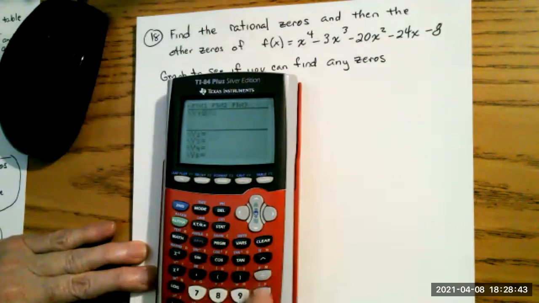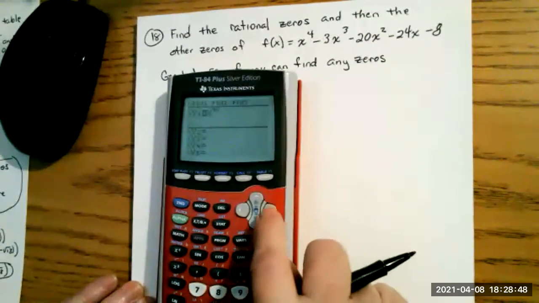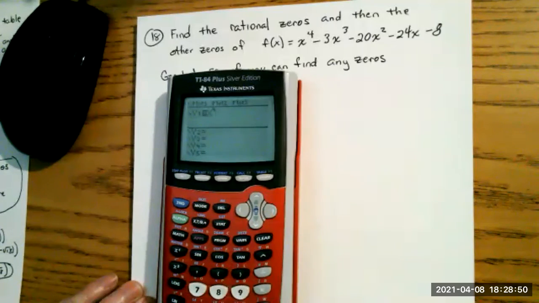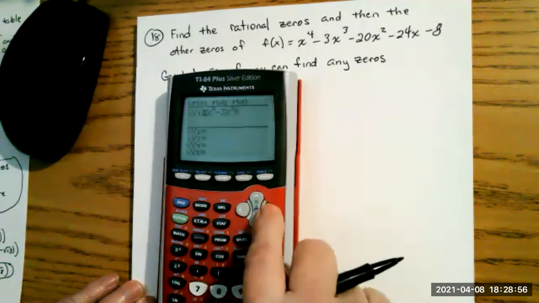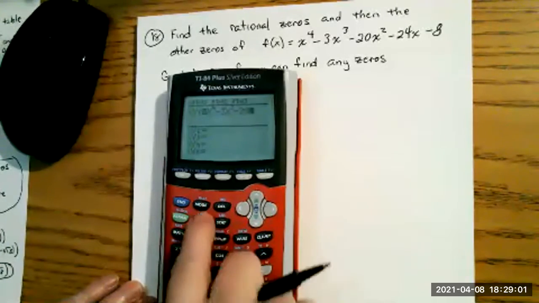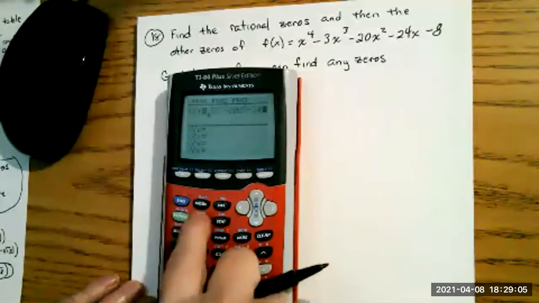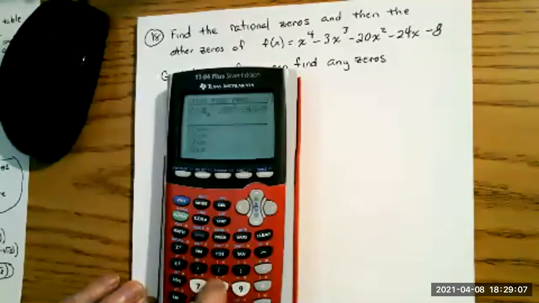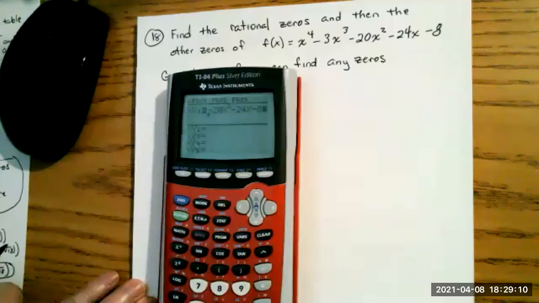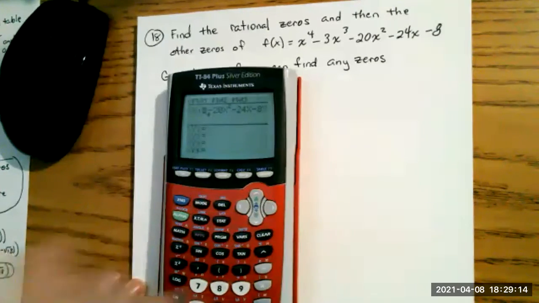x to the 4th, x raised to the 4th. Then I have to do my arrow key to bring that cursor down. Minus 3x to the 3rd, minus 20x squared, minus 24x, minus 8. So I double check to make sure I put it in there correctly. And then I'm going to graph it.